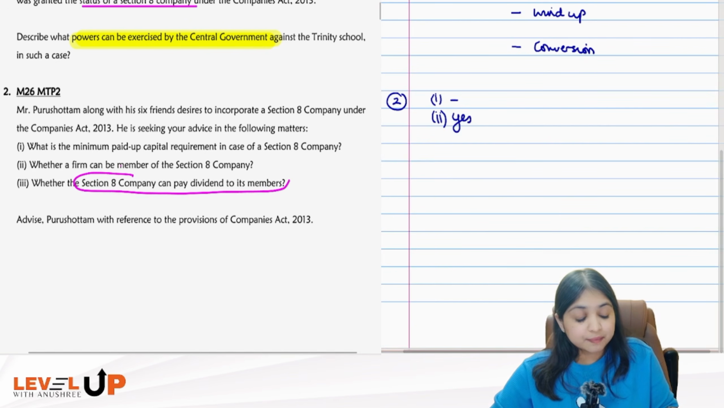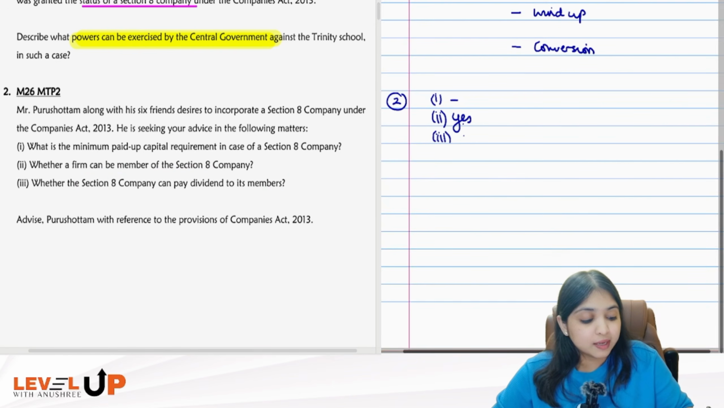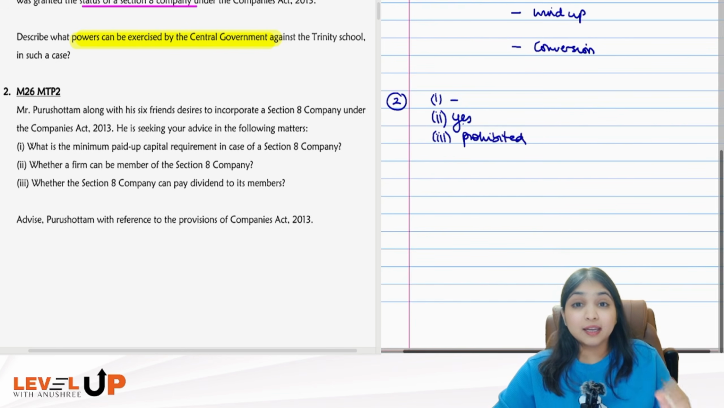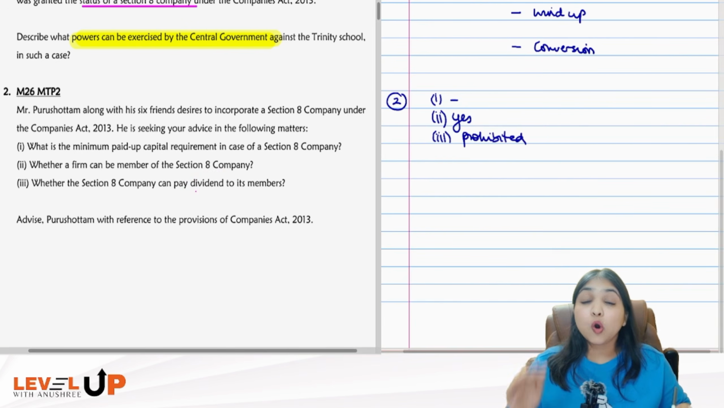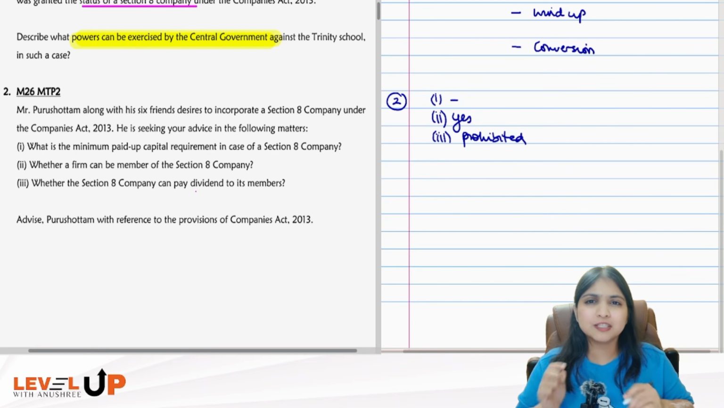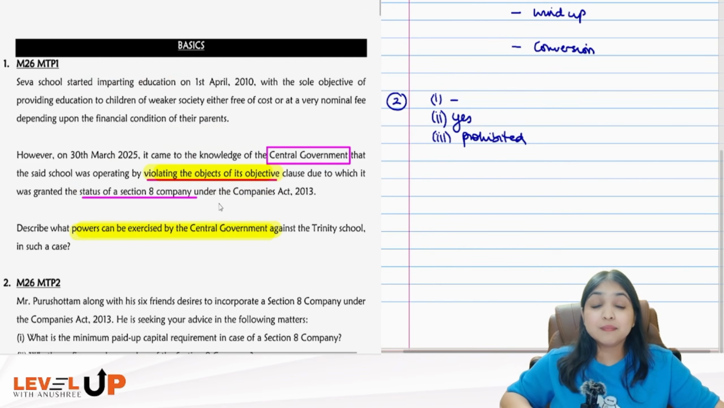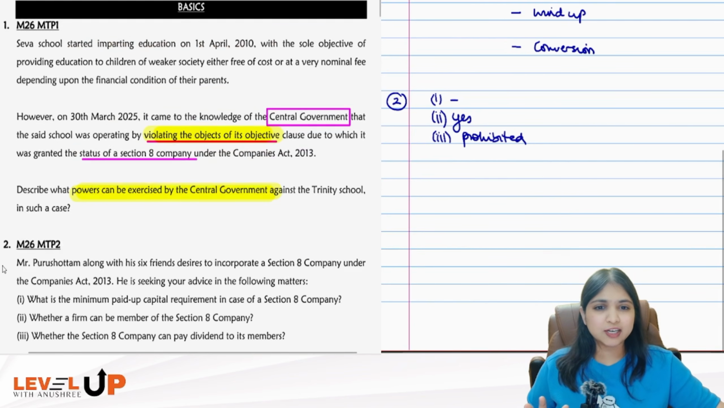Then whether Section 8 company can pay dividend to its members? This we know very well. Section 8 company is prohibited. It cannot make any distribution to members. It cannot distribute dividend to members. Also, when the Section 8 company is winding up, it cannot distribute surplus assets to members. It is prohibited. This was a simple question. So both of these questions in our basic concepts chapter were connected to Section 8 companies.